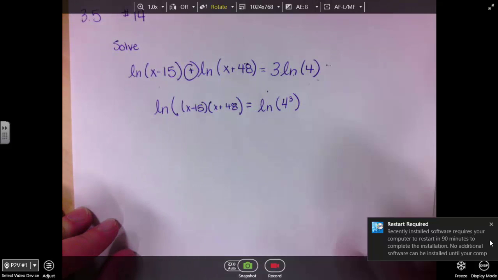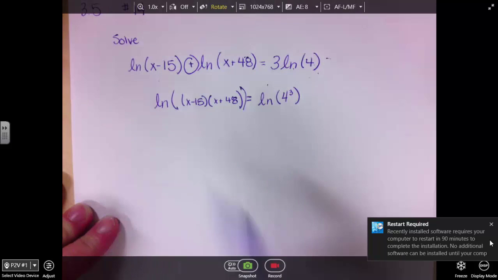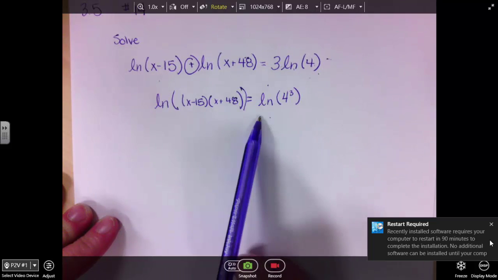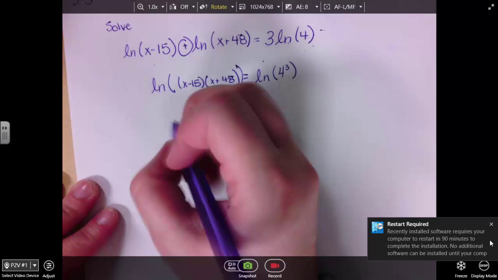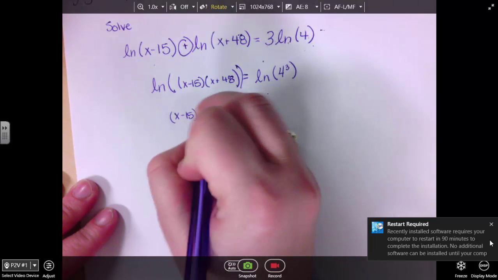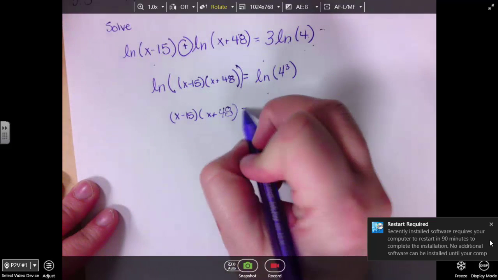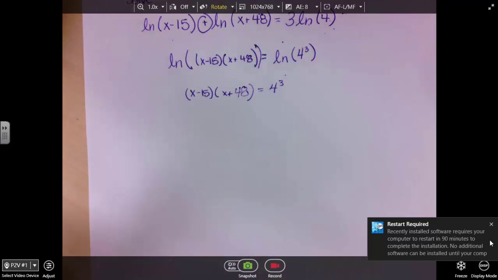We'll do it later. So then what we can do is actually go ahead, since there's natural logs on both sides, just like with exponentials, if our bases are the same, we can drop them. So I can ignore the natural logs altogether for the time being. Then x minus 15, that quantity times x plus 48 equals 4 to the third. So then I'm actually going to FOIL out and go ahead and try to solve.